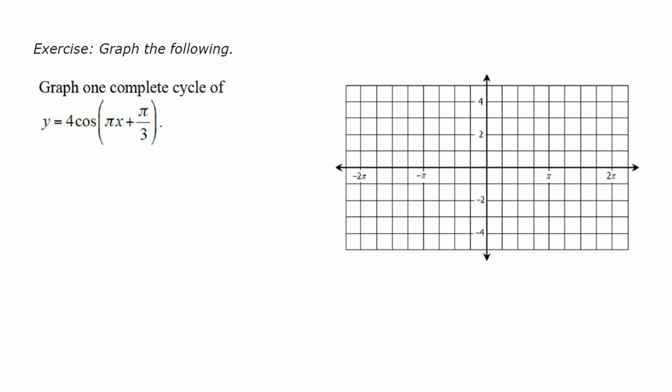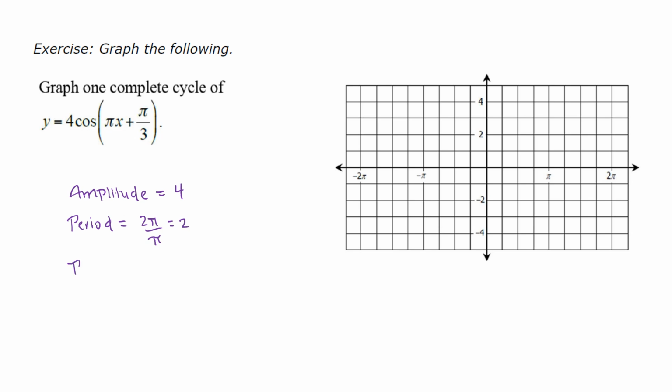Okay, so let's first graph this function. I believe this is problem number 6. We have y equals 4 cosine of pi x plus pi over 3. Okay, so our amplitude will equal 4. Our period will equal 2 pi over pi, which then equals 2.